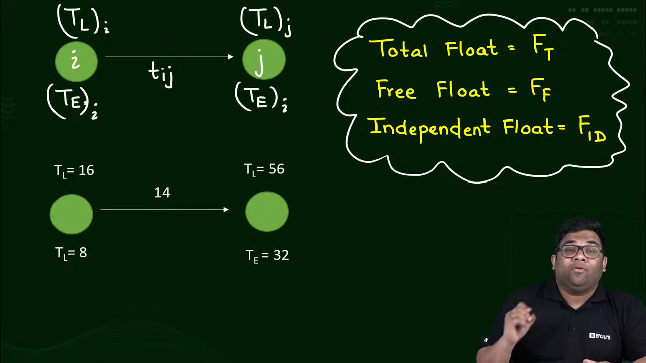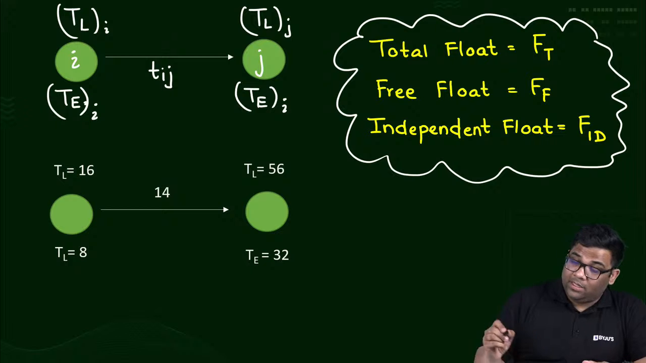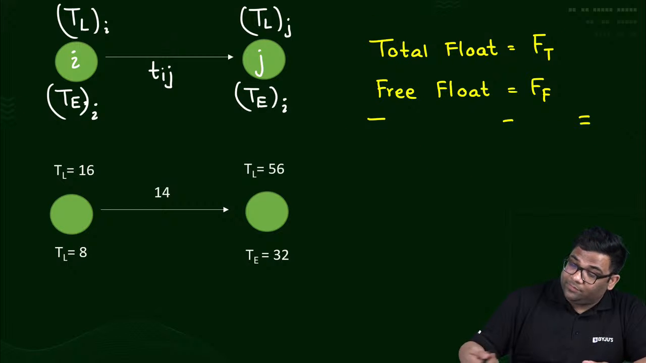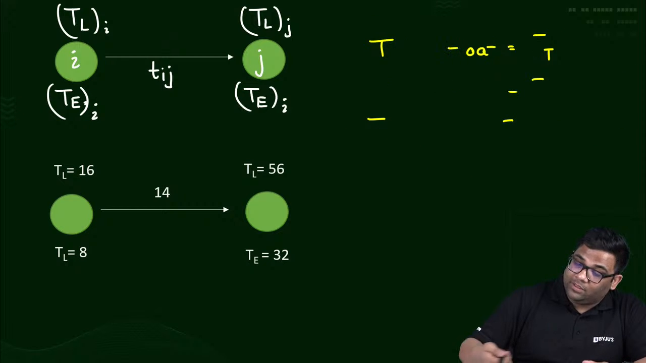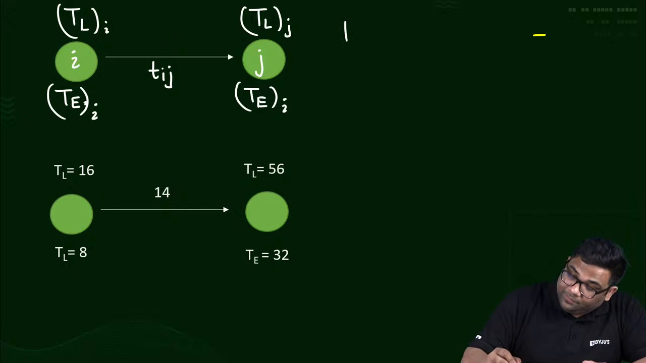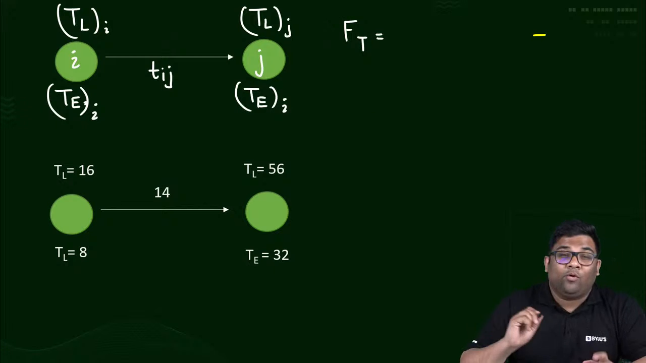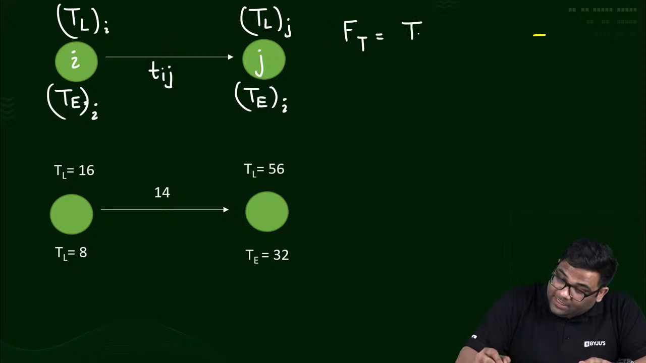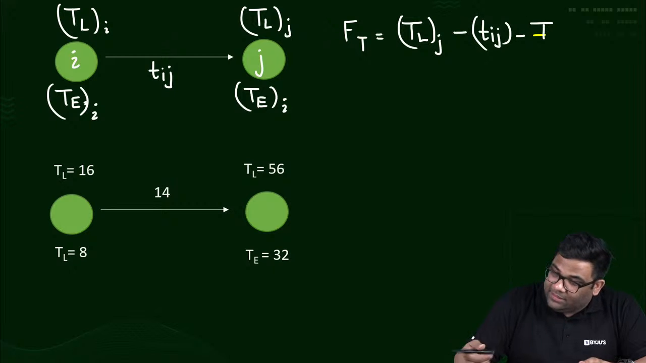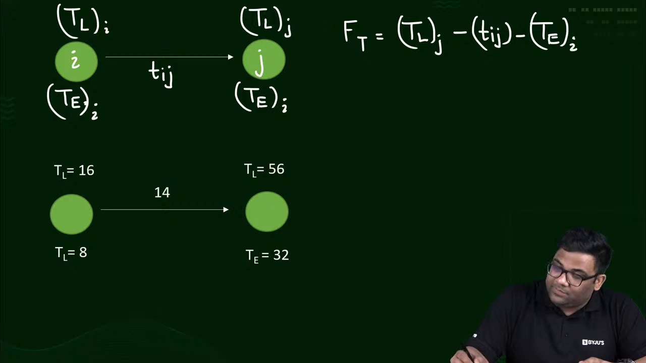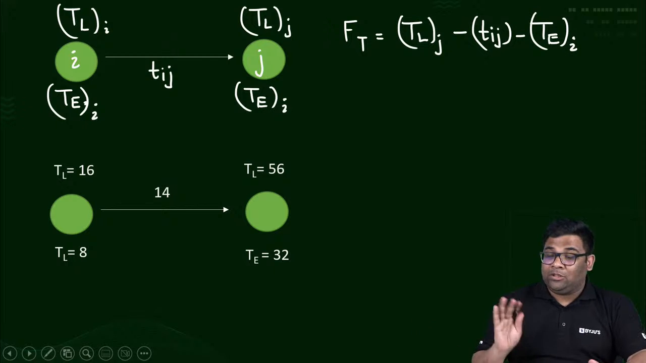Now when I am talking about total float, how to find out total float? It's very easy. Total float will be TLJ minus Tij minus TEI. Yes, this is the total float.